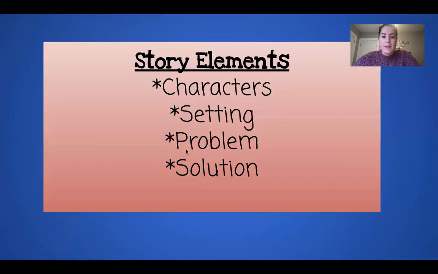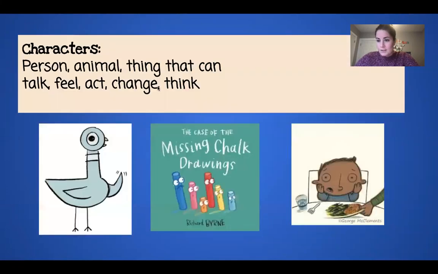Here we are. Okay. We are going to review our story elements, our parts of the story that make it a story. We have characters and setting and problem and solution. Do you remember what characters are? Yeah, they're people, they're animals, or even things, but they talk or they feel or they act or they change or they think.